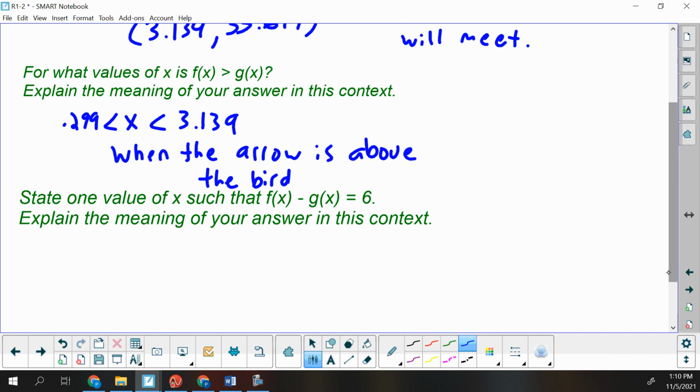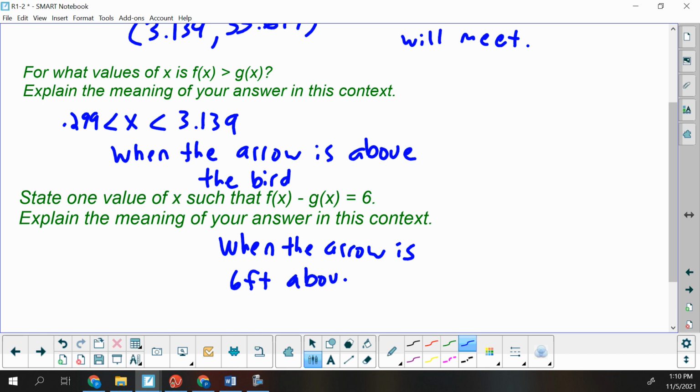In the next one, we're not going to state one value, but we're just going to talk about the meaning of this. If f of x minus g of x is equaling 6, that means f of x is 6 more than g of x. Well, f of x was the height of the arrow, and g of x was the bird. So basically what this would be telling us is when the arrow is 6 feet above the bird.